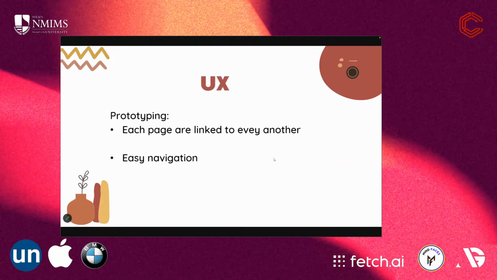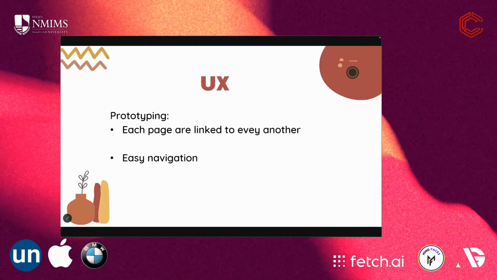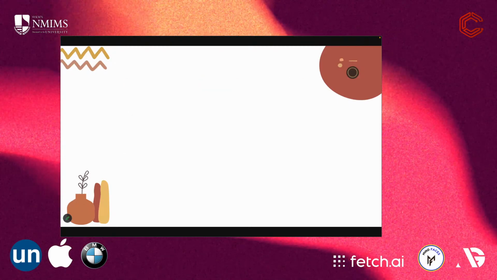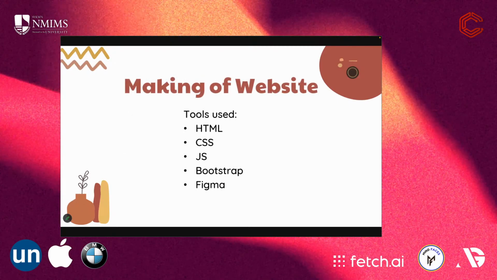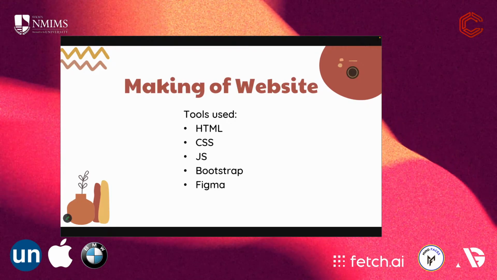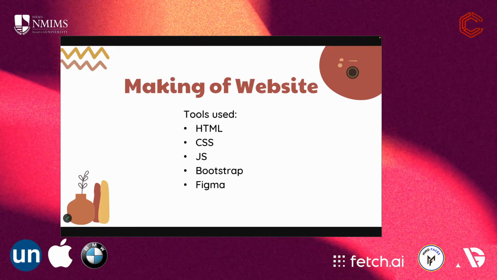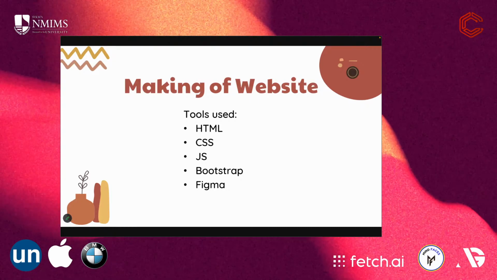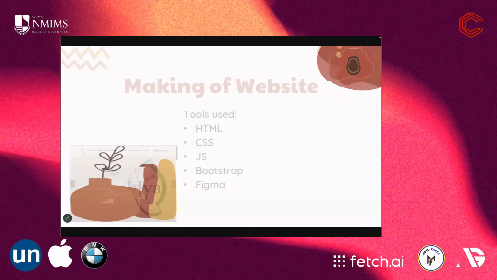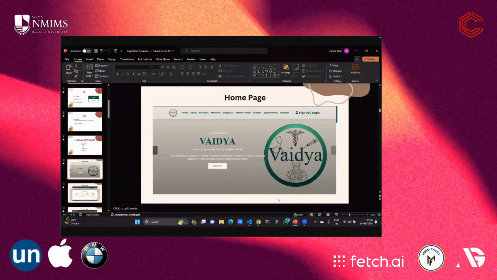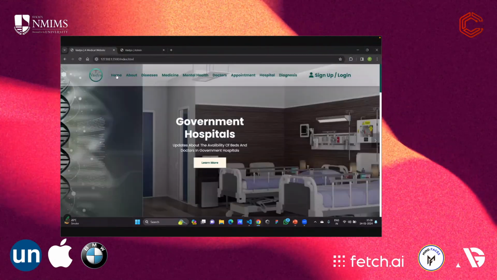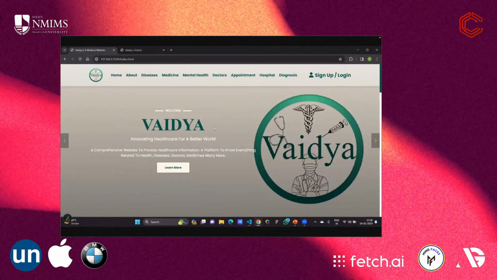Again, the UX part of it is good prototyping, where each page has a link to the previous page. And we have coded the entire website completely in HTML, CSS, and JavaScript. Along with that, we have made use of Bootstrap and Figma. So I will take this opportunity to introduce you to my website right now. I will present the website.